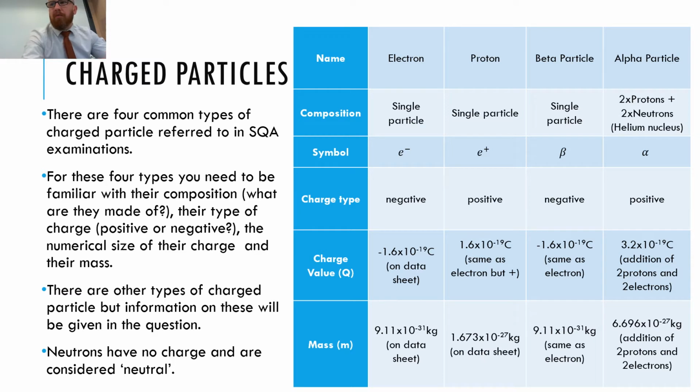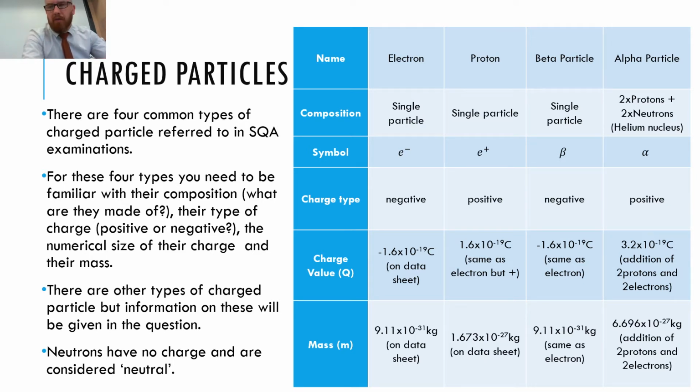Now, the beta particle and alpha particle are types of radiation. A beta particle is actually very similar to an electron. It's involved in something called beta decay, and it gets ejected from the atom, and it has the same properties as an electron. We're not going to go into detail where a beta particle comes from this time. We might go into it later, but it's same properties as an electron, so same charge and same mass. You get that from the data sheet.